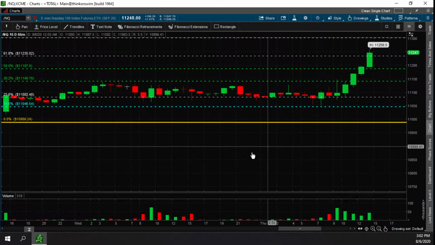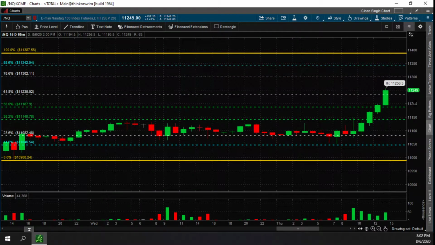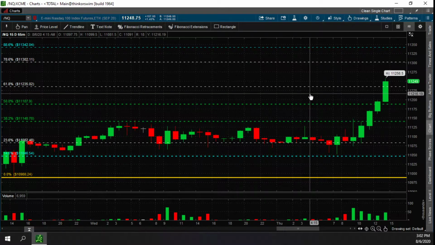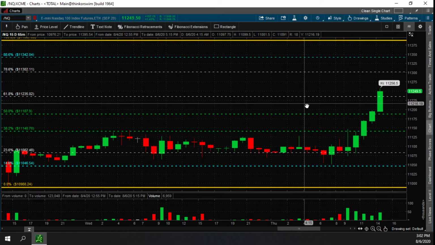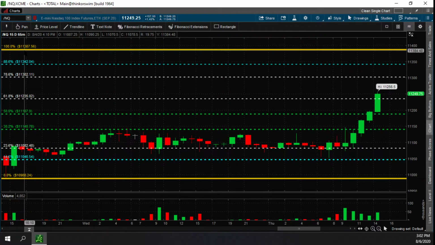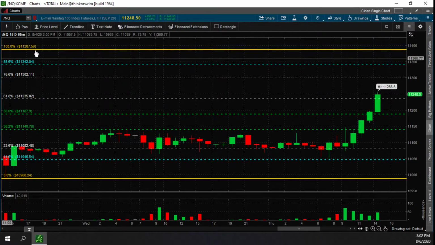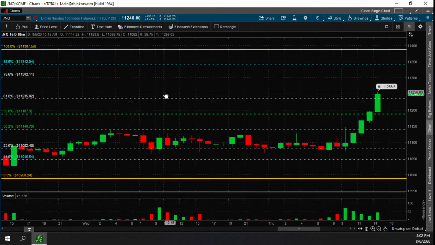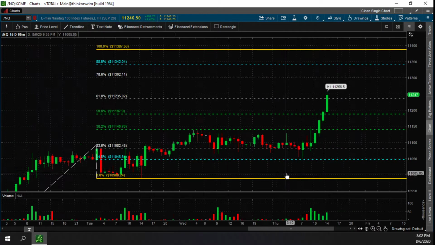So this is your future retracements that I see that the Nasdaq could potentially hit in the next week or so. It's looking like the 11,380 area could be the 100% from this retracement extension. So that's basically how you use the Fibonacci's.